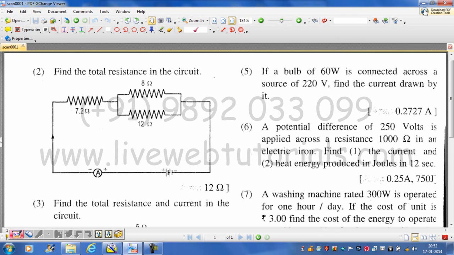Okay, next sum number 2. Find the total resistance in the circuit. The circuit that is given to us. This is 7.2 ohms. Now here 8 ohms and 12 ohms, both of these are in parallel to each other.